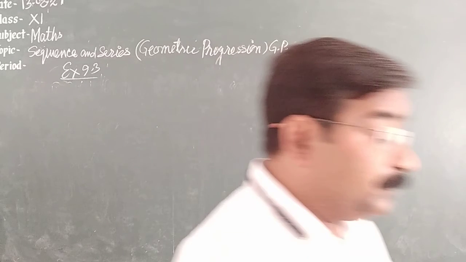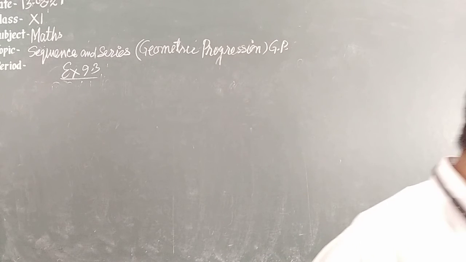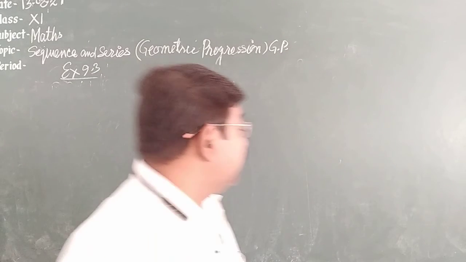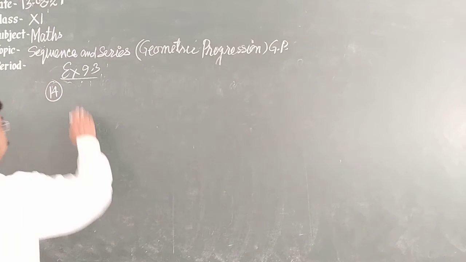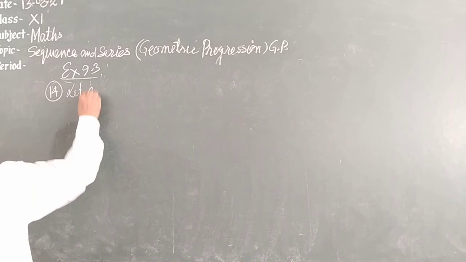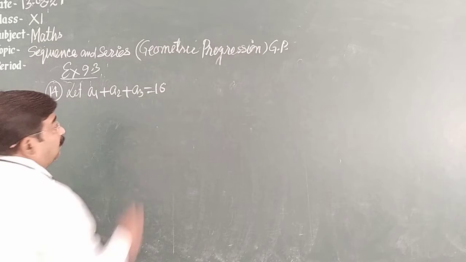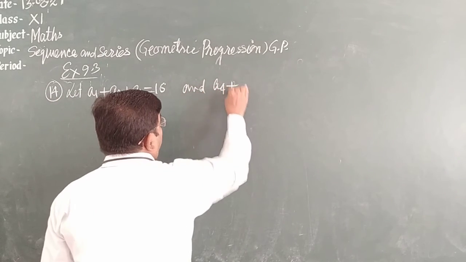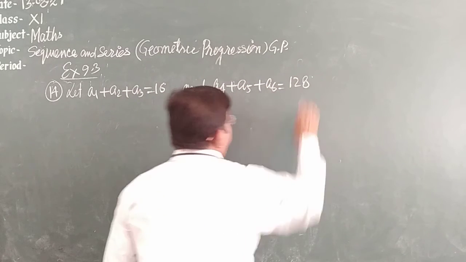In the 14th question, we are given the sum of the first 3 terms is 16 and the sum of the next 3 terms is 128. Determine the first term, common ratio and the sum to n terms of the GP. Let A1 plus A2 plus A3 is equal to 16, the sum of the first 3 terms. And we are given A4 plus A5 plus A6 is equal to 128.